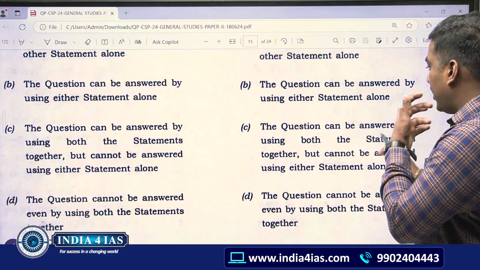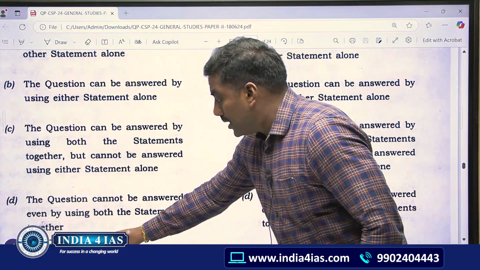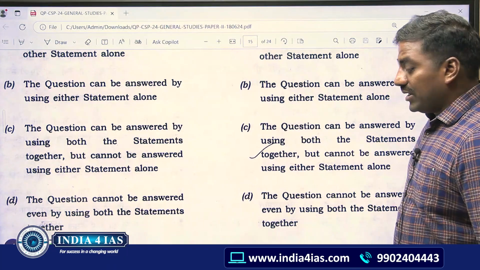The question can be answered by using both the statements together, but cannot be answered using either of the statements alone.